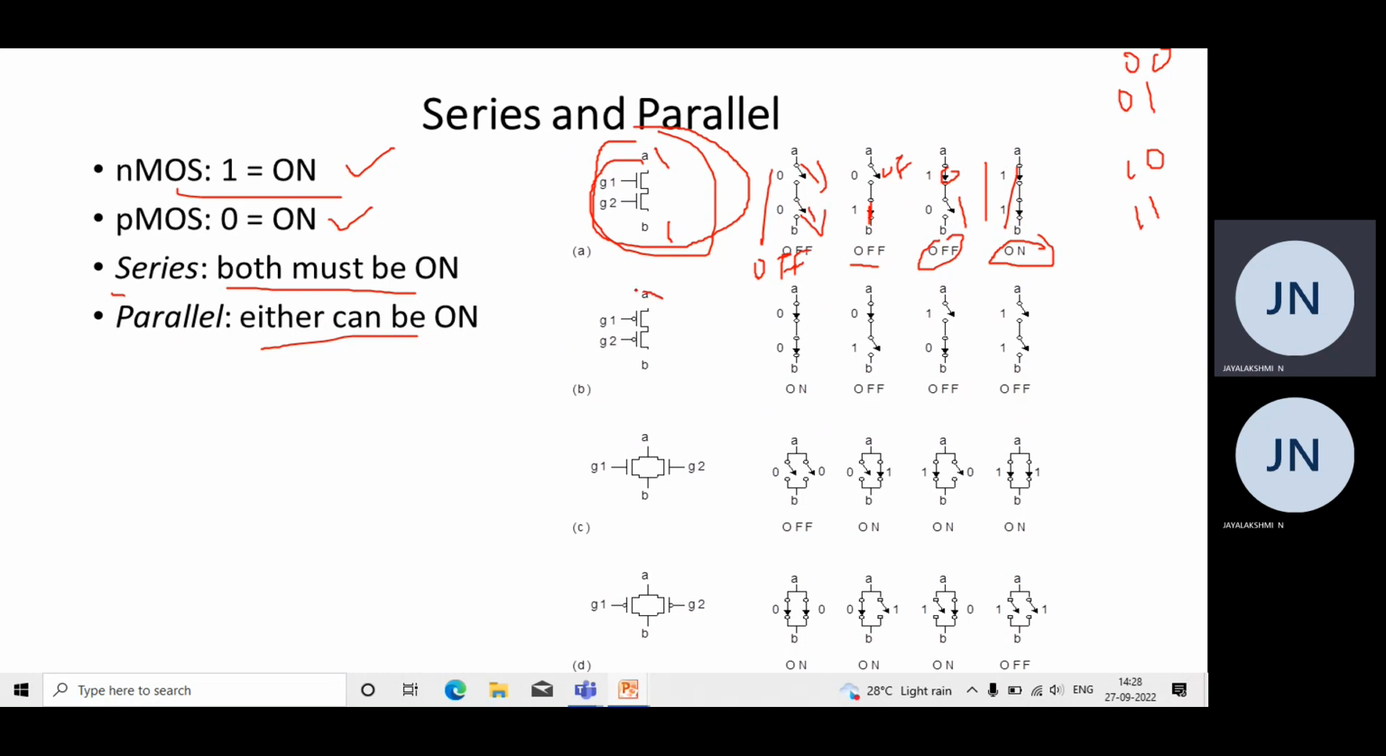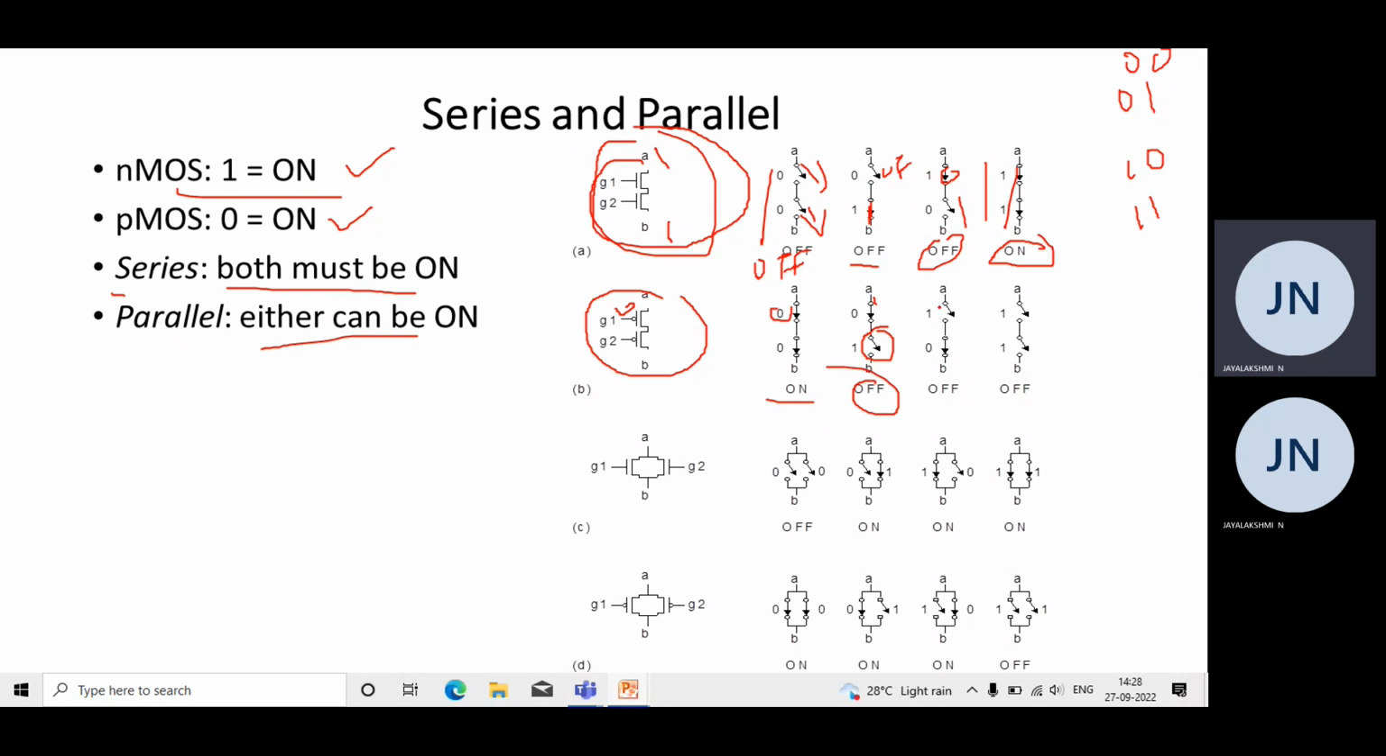Next, coming to the PMOS transistor, the condition for a PMOS transistor is that if the input is 0, then only it should be on. For a series connection, both must be on. Suppose you are supplying 0 0. We know that it is a PMOS transistor, both should be on and it is a series connection. So that's why the output is on. And here we are supplying 0 1. 0 means it is a closed circuit and here it is an open circuit, and both are not 0 0. So that's why it is off.